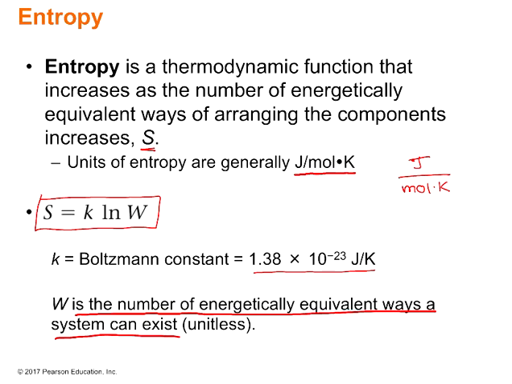And so that W is essentially referring to that example of arranging books. So W would be the number of ways that we could arrange the books on our bookshelf. So that means that entropy is directly related to the number of arrangements that we could have.